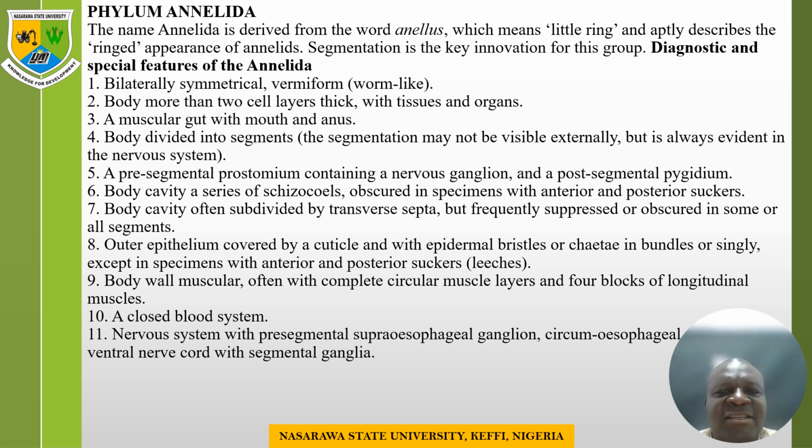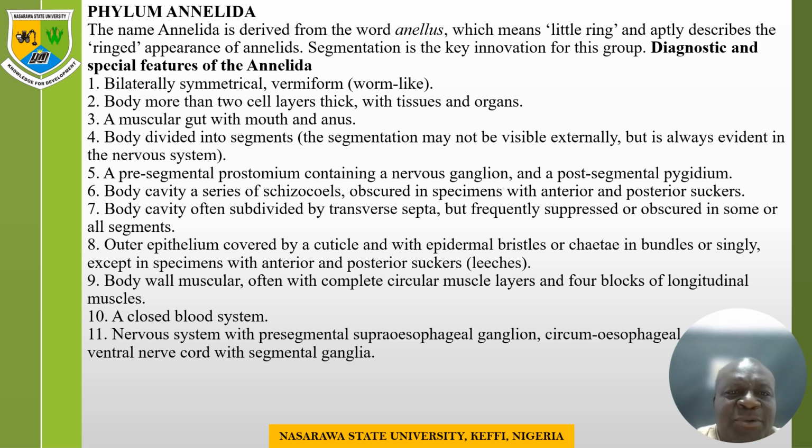They are bilaterally symmetrical. That means vermiform. They are worm-like in nature. The members of the phylum Annelida are worm-like in nature. That is what they are, bilaterally symmetrical. Vermiform, in bracket, worm-like. By the time you cut the organism into two, what you are seeing on this side is equally the same thing you are also seeing on the other side of it. That is what makes it bilaterally symmetrical. Bi means two, lateral, when you divide it into two, symmetrical in nature.